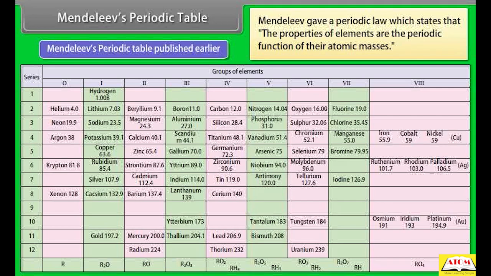For example, both gallium and germanium were not discovered at the time when Mendeleev proposed his periodic table. Mendeleev named these elements eka-aluminum and eka-silicon respectively. Number 3. With the help of this table, doubtful atomic masses of certain elements were corrected.